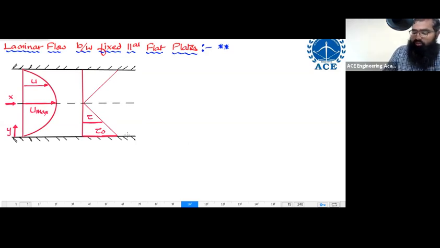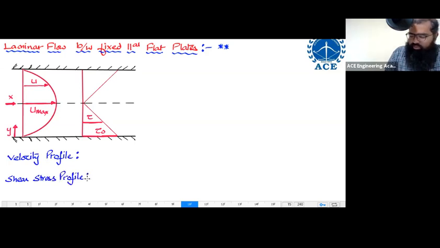So over here, let me mention velocity profile, and you're having shear stress profile. After discussing this, I'm going to give you a 2-mark question from here. Okay, a 2-mark question from here.